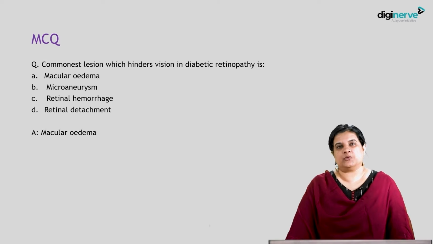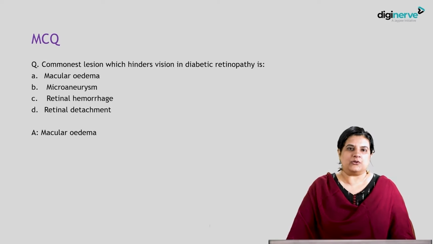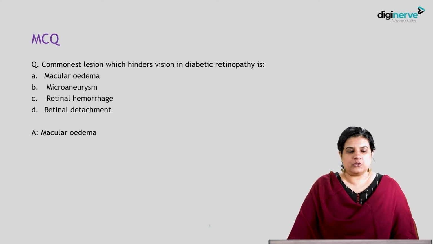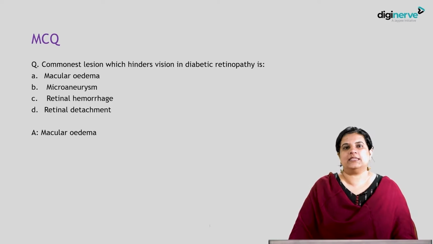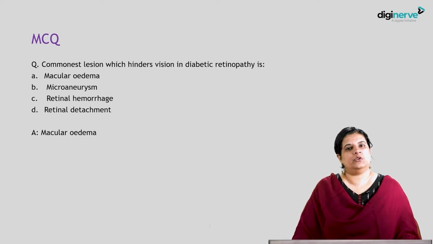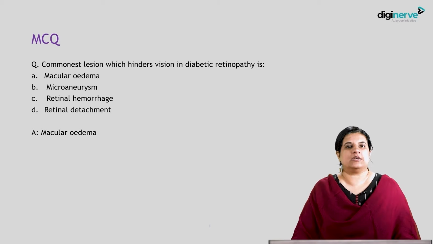So with this, we come to the conclusion of the lecture, and I'll be asking you a couple of MCQs. So the first question is, the commonest lesion which hinders vision in diabetic retinopathy is macular edema, microaneurysms, retinal hemorrhages, or retinal detachment? Now usually microaneurysms are very benign, they are pinhead shaped and they don't cause any symptom, especially in the milder forms wherein we are leaving a patient who has mild non-proliferative diabetic retinopathy with just an instruction to control their glycemic status and come back to us in a year.